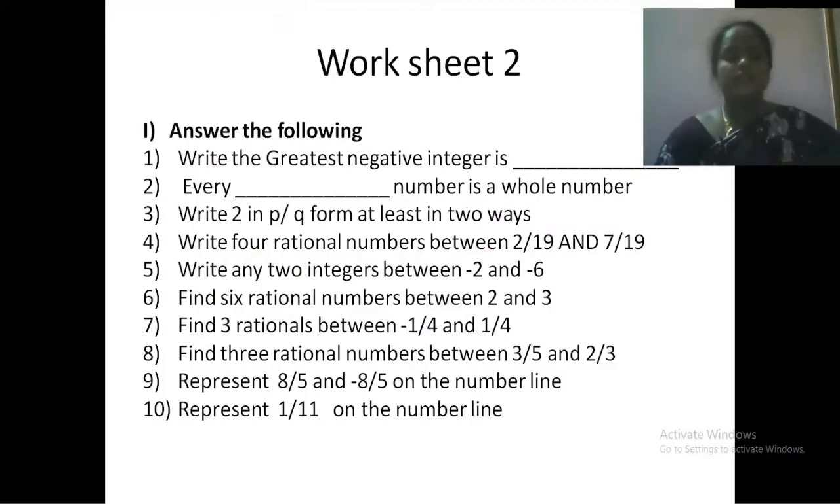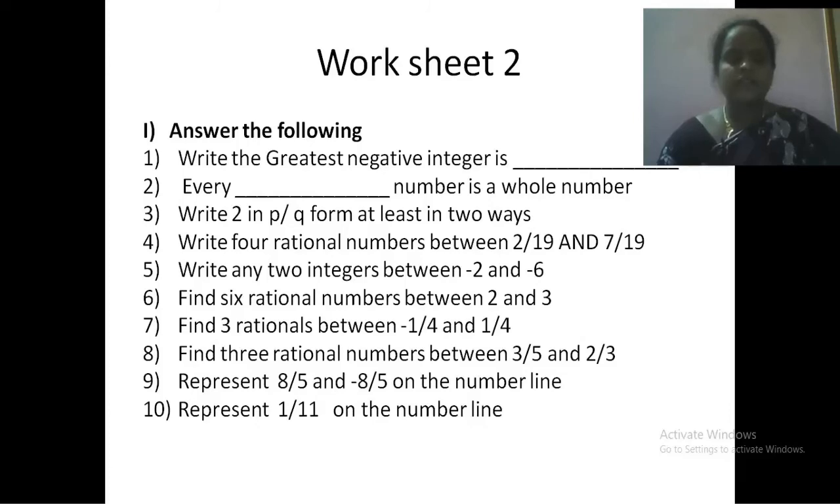Children, take today's homework, note it down in your notebook, and write the answers. First question, write the greatest negative integer, which is dash. Second one, every dash number is a whole number. Third one, write 2 in p by q form, at least in 2 ways. Fourth question, write 4 rational numbers between 2 by 19 and 7 by 19. Fifth question, write any 2 integers between minus 2 and minus 6. Sixth one, find 6 rational numbers between 2 and 3.